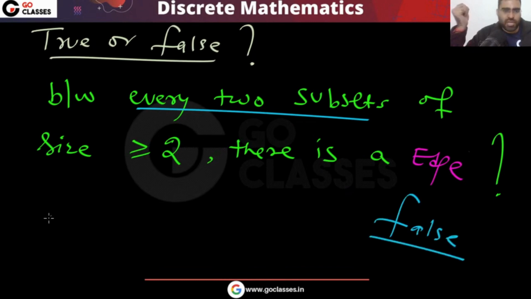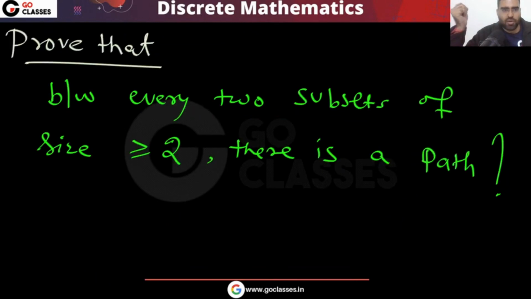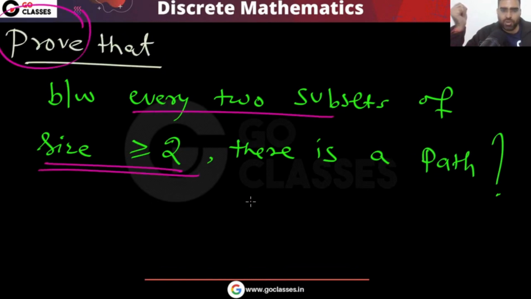For example, there is no edge between them. Like take {1, 2} and take {3, 4}. There is no edge. So you can notice there is no edge between them. So definitely this statement is false. But what about this statement then? So prove that, this is what we have to prove, that between every two subsets of size greater than or equal to 2, there is a path. There is a path. So how to prove it?